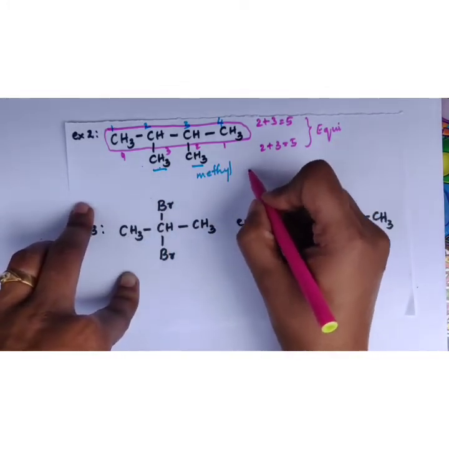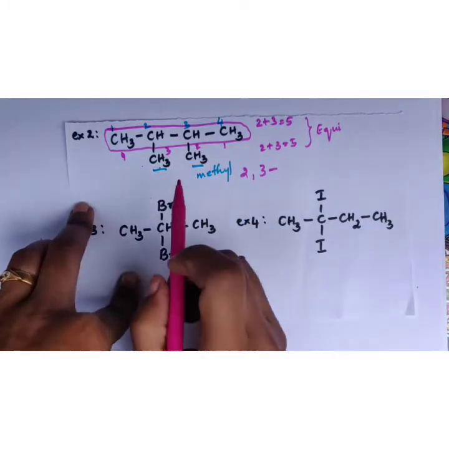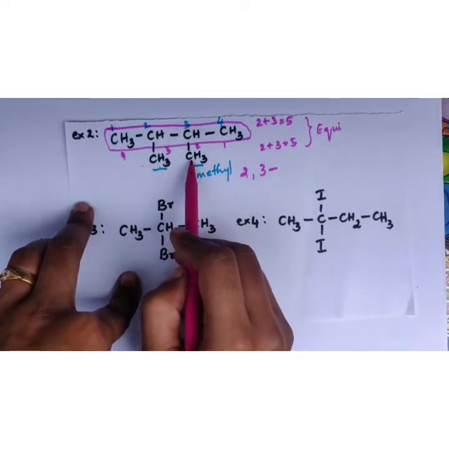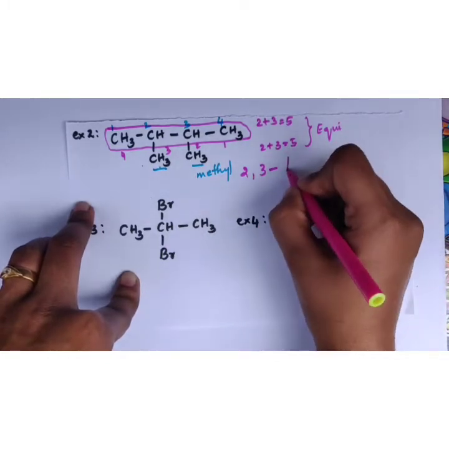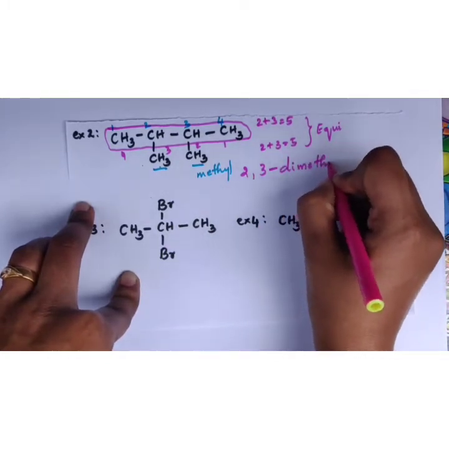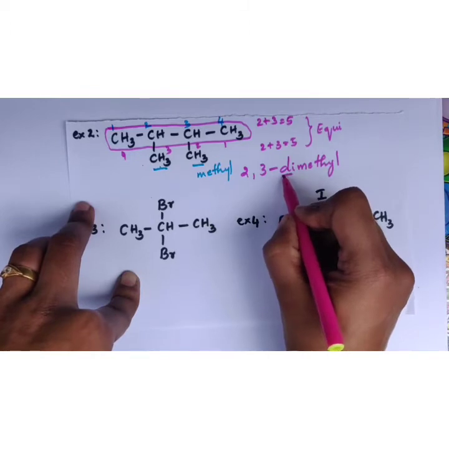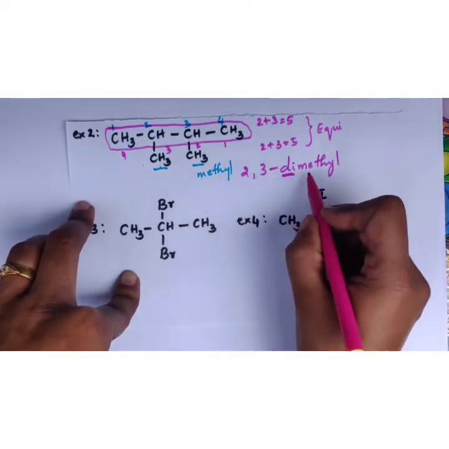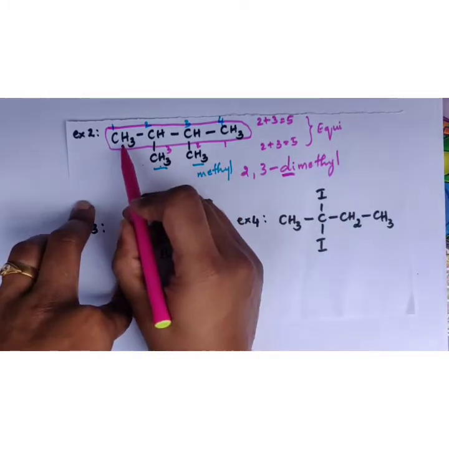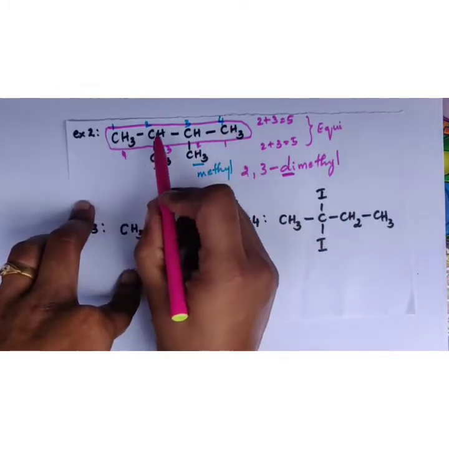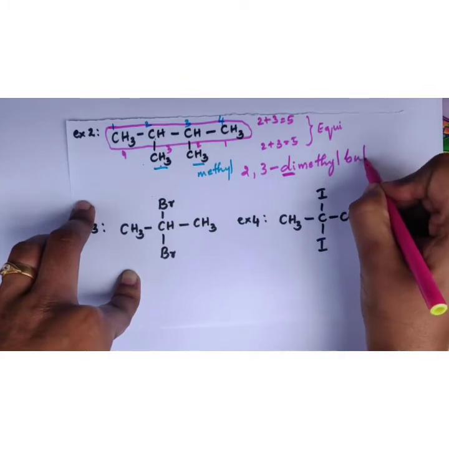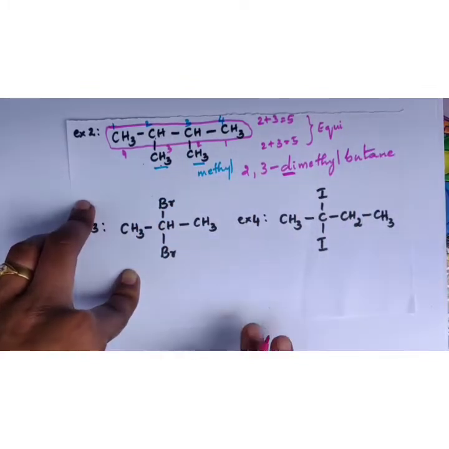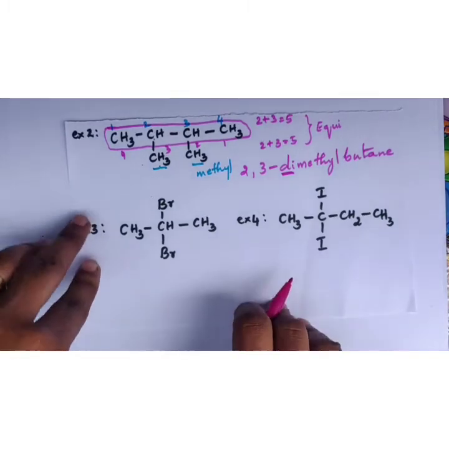When you name it, it is 2, 3. Because in the second position also methyl is present. In the third position also methyl is present. So it is 2, 3 dimethyl. Dimethyl. You have to use this word. If you don't use this di, you're going to miss marks. 2, 3 dimethyl. So whatever the root word, 1, 2, 3, 4, so it is but. Single bond, single bond, single bond. So it is butane. So it is 2, 3 dimethyl butane.